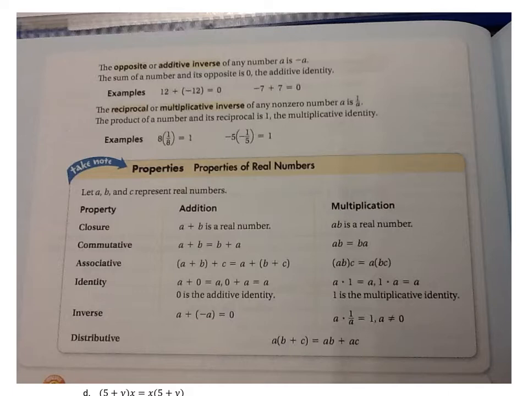Closure, okay, going down to properties, closure. Closure just means if you're adding two real numbers together, you stay in the real number system. If you multiply two real numbers together, you stay closed in the real number system.